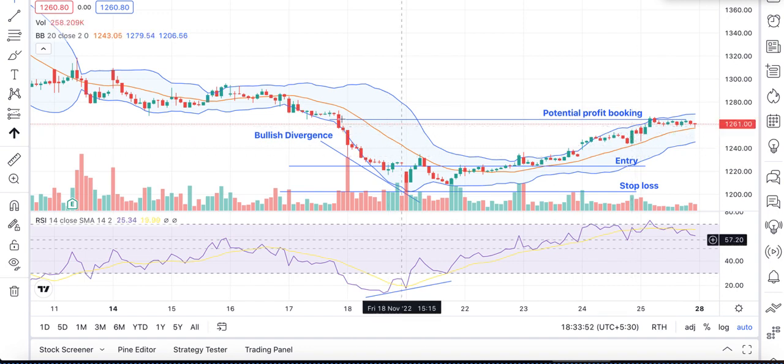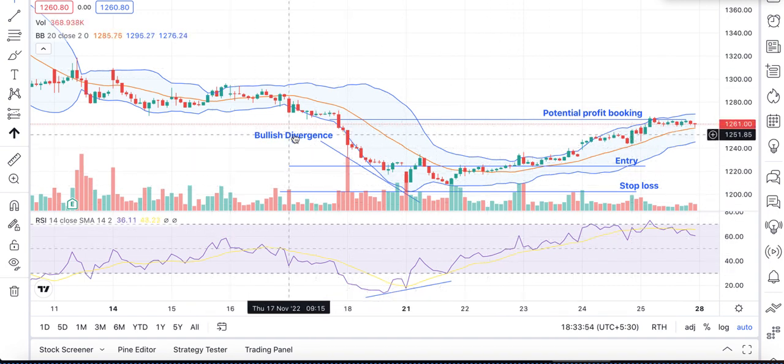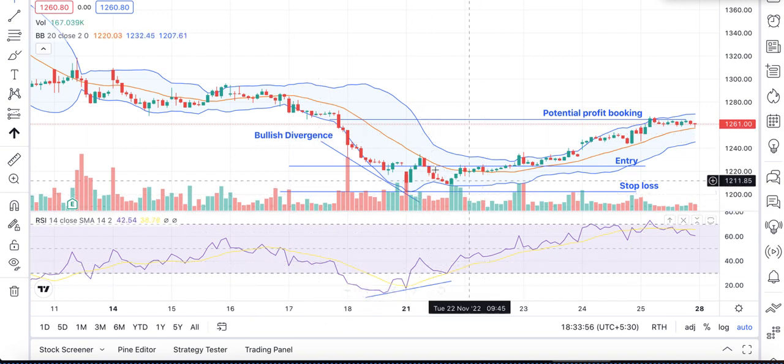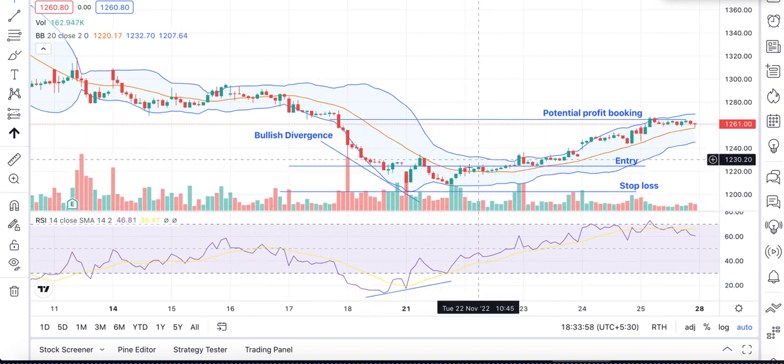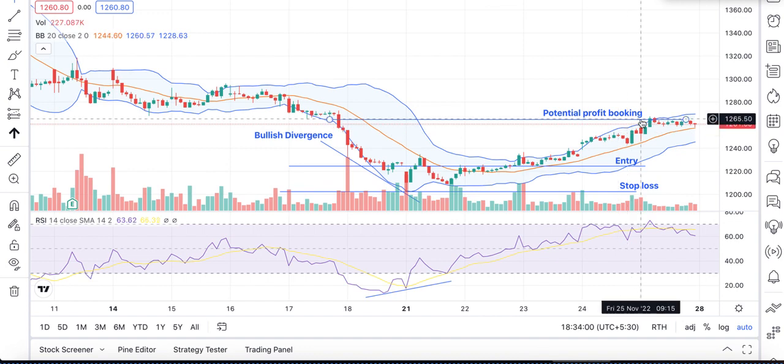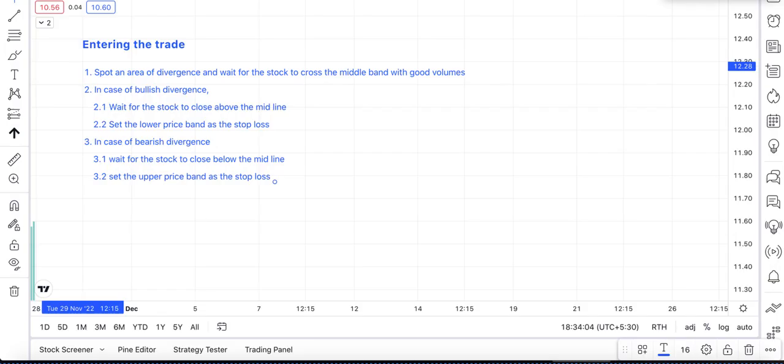Coming back to the divergence. First you identify the bullish divergence, then you wait for the stock to close above the mid band, and then you wait for a good price up move, keeping the lower band as your stop loss. This is the case when you are trying to identify a bullish divergence. In the case of a bearish divergence, it'll be pretty much the opposite. You first wait for the stock to cross below the midline, and you set the upper price band as the stop loss.